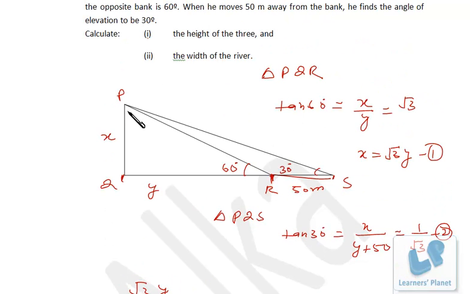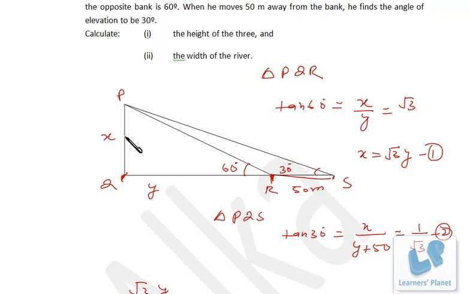Let me just go for a quick recap. Initially the person was standing over here. This is the river. This is the bank of the river. On the opposite side of the river, this is a tree. The angle of elevation initially is 60 degrees. When the person moves 50 meters away from the bank, that means this side, then the angle of elevation which is being formed is 30 degrees.